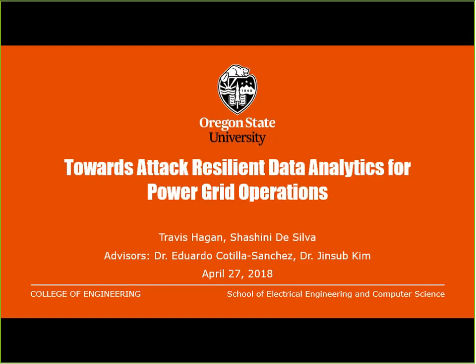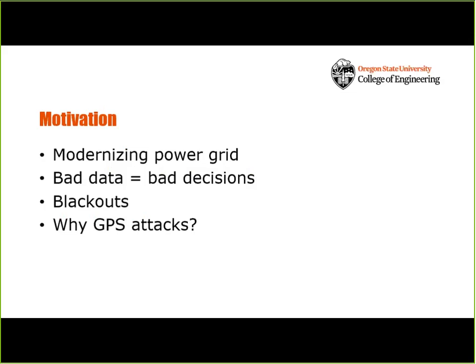Hello, I'm Travis Hagan. Our project is Attack Resilient Data Analytics for Power Grid Operations. The motivation behind this project is mainly modernizing the power grid. We're integrating more distributed generation and adaptive control systems today, and a big part of that is data. If we put in bad data, we're going to get bad decisions out, and bad decisions are going to lead to blackouts. An easy attack point is GPS attacks, because they don't need to actually go there and remove equipment. You could do it from a mountain or something remotely.